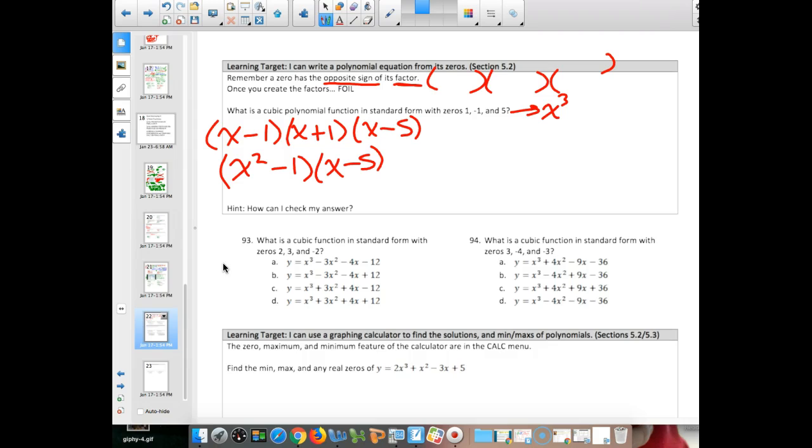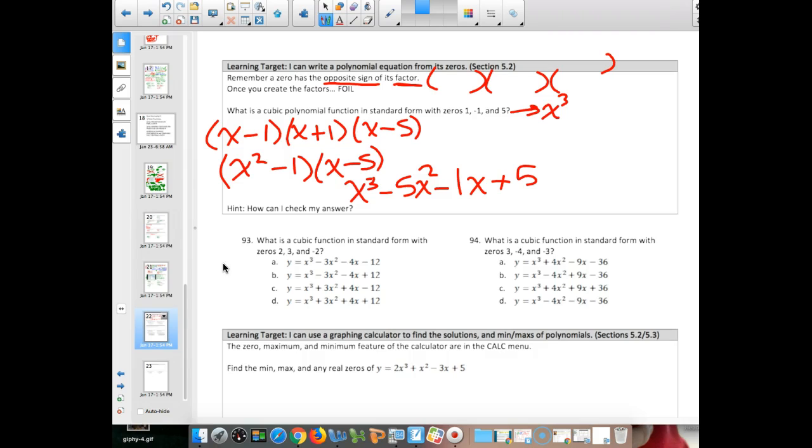Make sure you go from highest power down to lowest power. So I'm going to have x to the third minus 5x squared minus 1x plus 5. Did we get the power that we thought we were going to? Yes. Okay. How could we check this again?